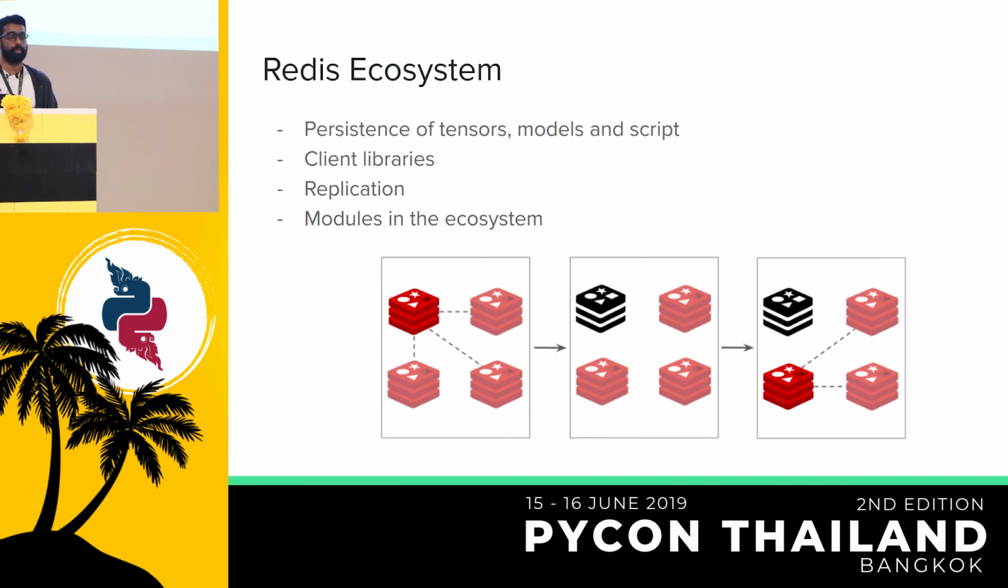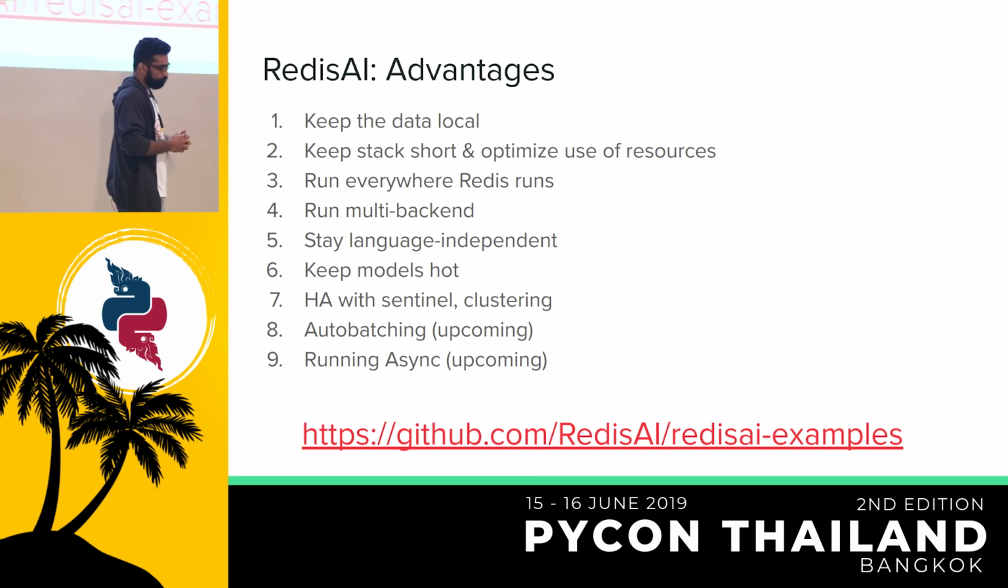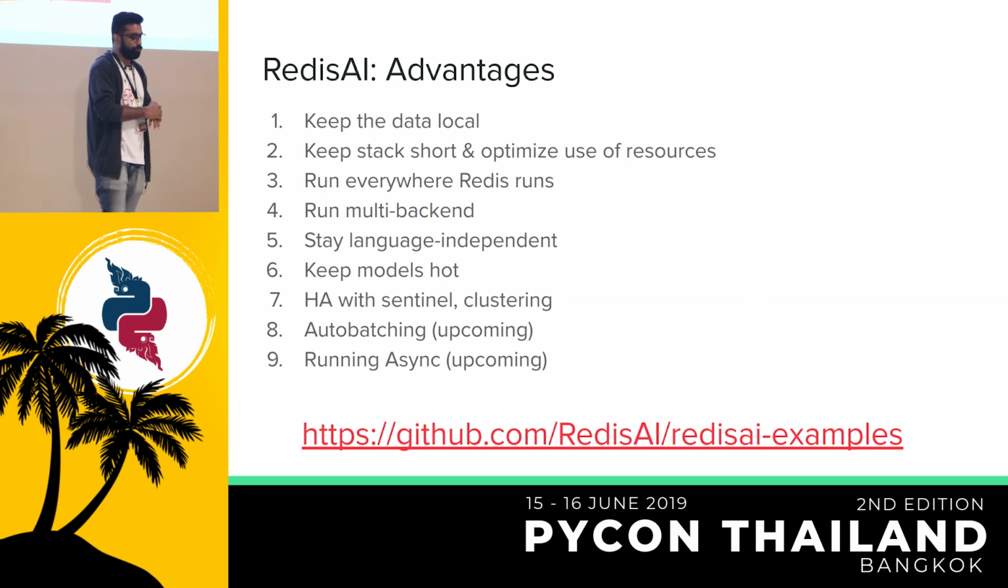Then there are all the modules in the ecosystem. If you check out the Redis blog or the website, you could see a bunch of modules that are available, like time series, RedisGraph, Redis Streams, Redis Edge. So you can use basically everything and build a flawless workflow. So, advantages: you have probably already gone through almost everything, but I'll just run through this.